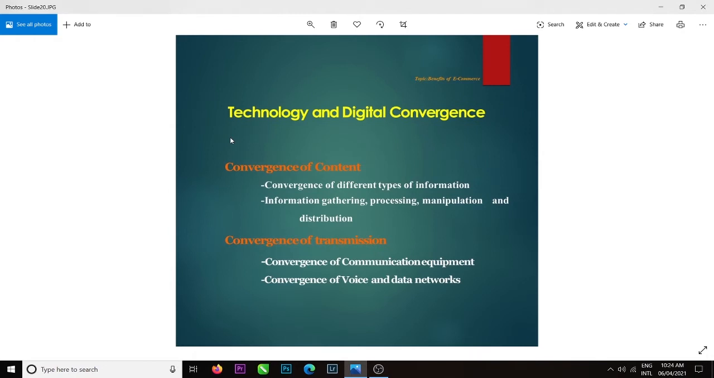Technology and digital convergence involve different types of information gathering, processing, manipulation, and distribution. It itself is an industry, that is KPO, knowledge process outsourcing. That is convergence of transmission.